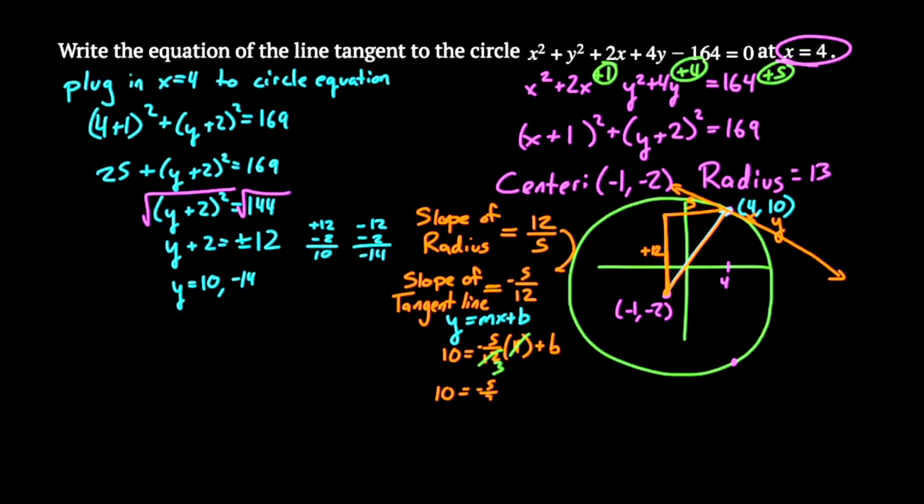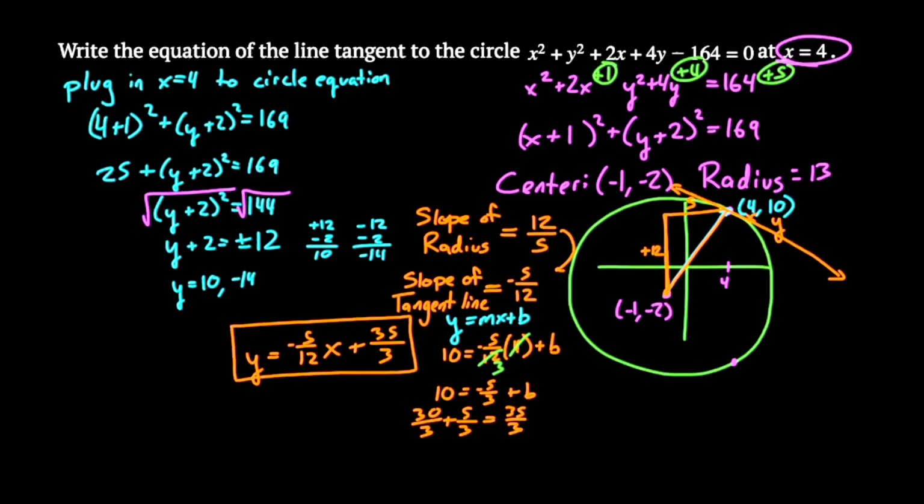So 10 equals negative 5/3 plus b, and now I just have to add 5/3 over to the other side. So remember, think of this as like how many thirds. That would be 30 thirds, and I'm going to add 5/3 over there, so that would be 35 thirds. That's the b value. Alright, so the equation then would be y equals negative 5/12 x plus 35/3. Again, it didn't end up being the prettiest answer, but as long as you follow the steps, you'll always be able to find the equation of the tangent line.